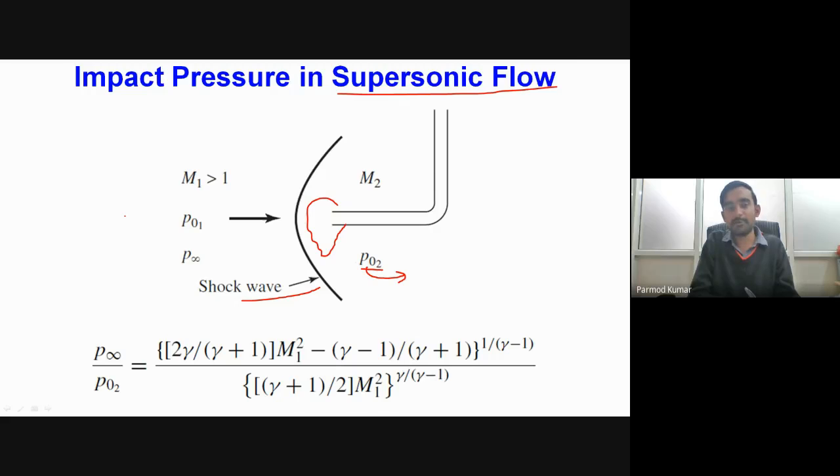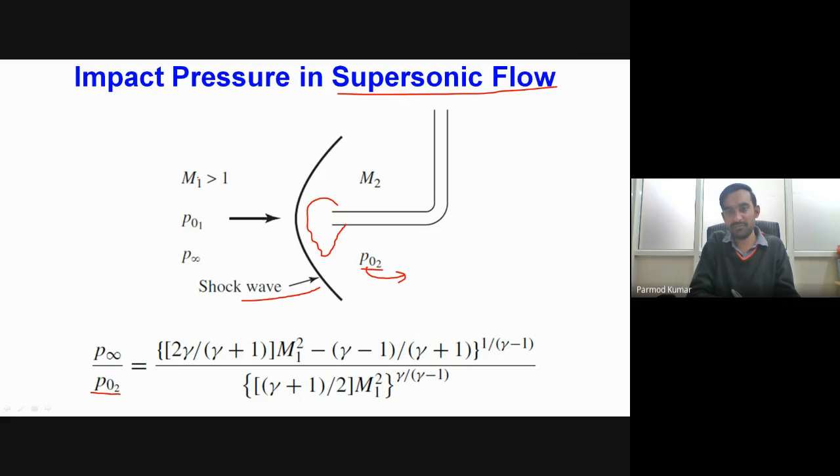Okay. So what we have to do is correct the value of the pressure with the help of some correlation. That is given over here. So you can correct the value of the free stream pressure, or I should say the far field pressure, with the help of this impact pressure. Your pitot tube will give you P naught 2. Now using this value of 2 gamma divided by gamma plus 1 into Mach number 1 square.